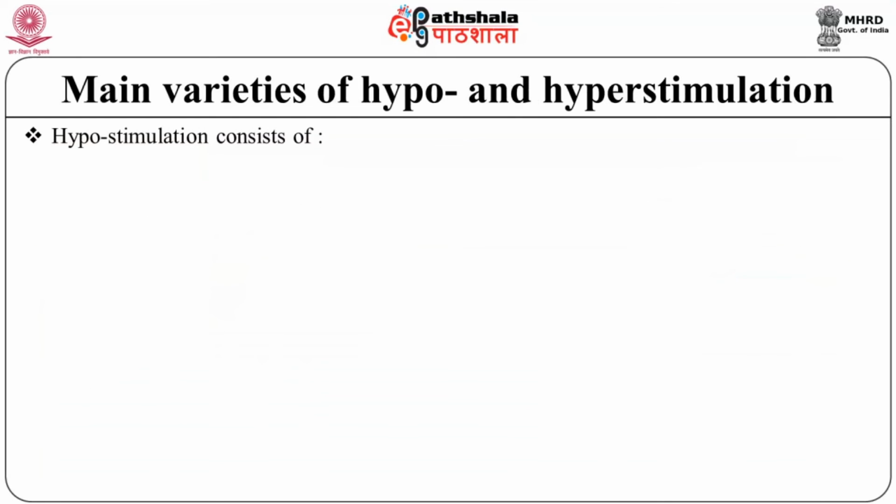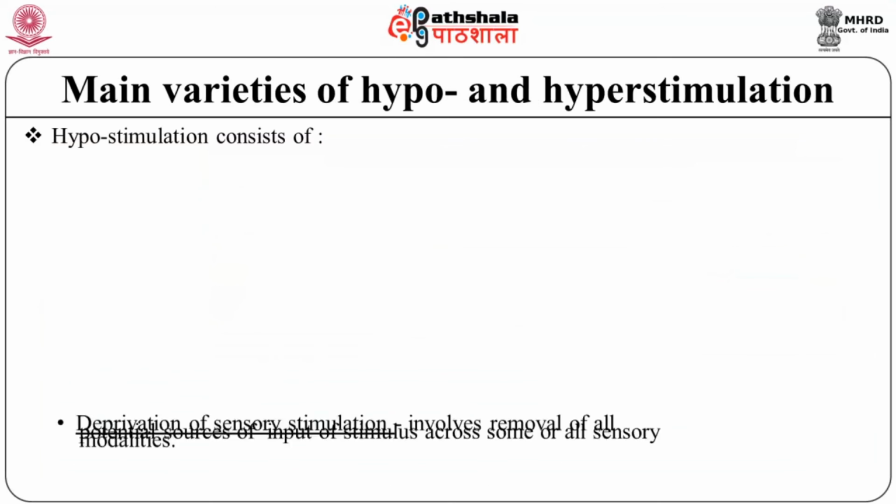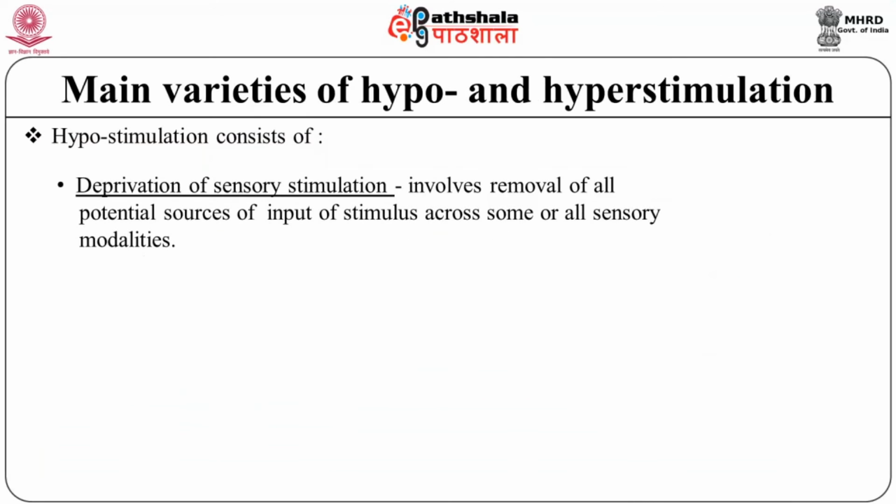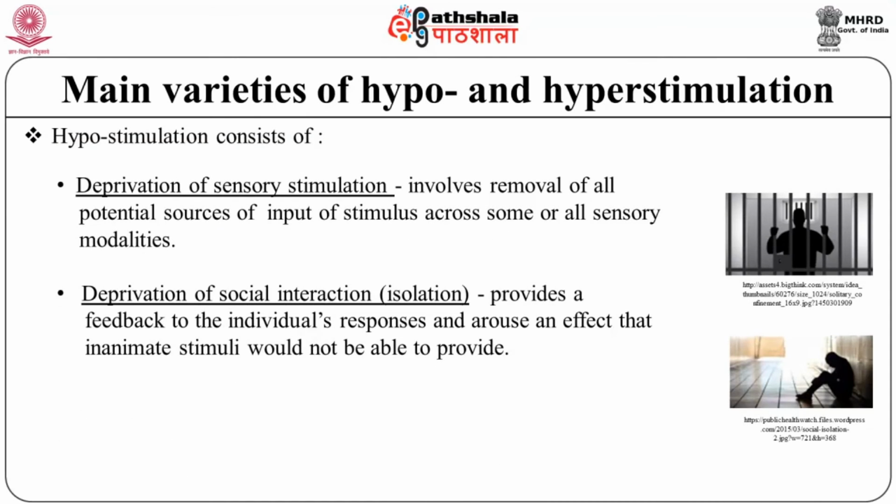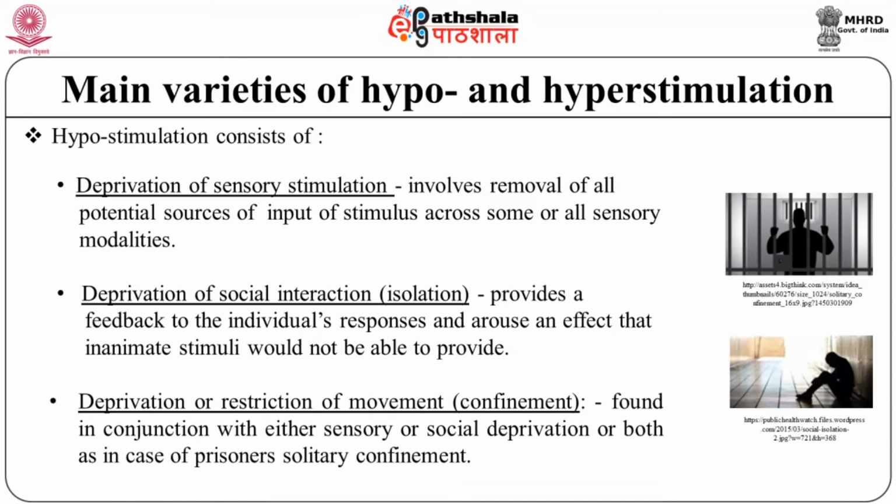Now, let us see the main varieties of hypo and hyperstimulation. Hypo-stimulation is of three kinds, viz. deprivation of the sensory stimulation, deprivation of the social interaction and deprivation of the movement. Deprivation of the sensory stimulation involves the removal of all potential sources of input of stimulus across some or all sensory modalities, mostly by placing the individual in a dark, soundproof room, preventing him or her from engaging in any stimulating activities, as in Hebb's laboratories.